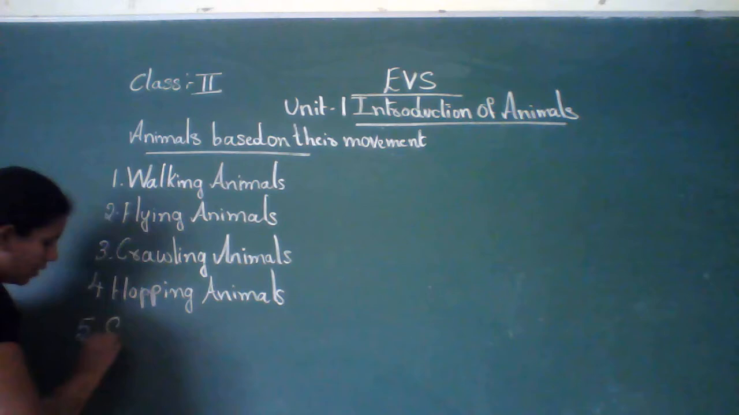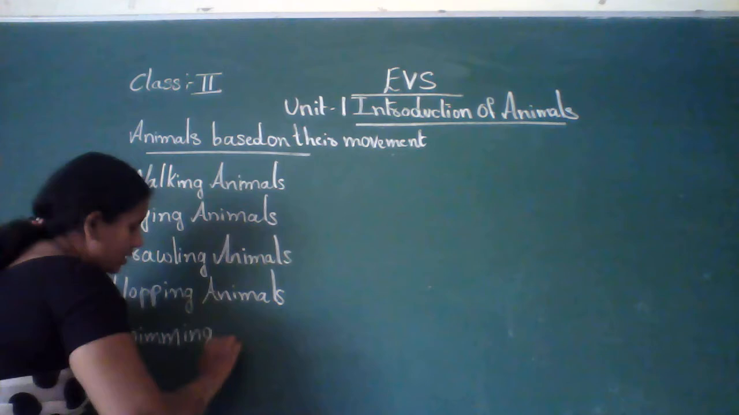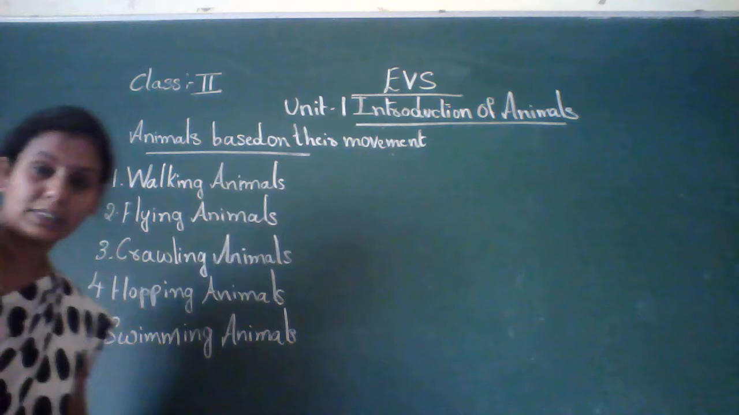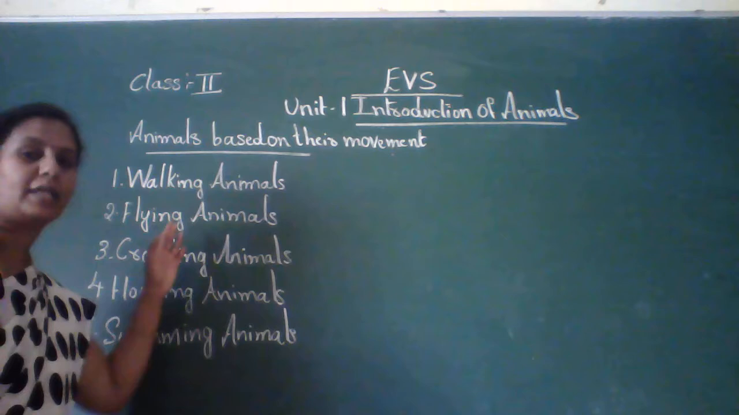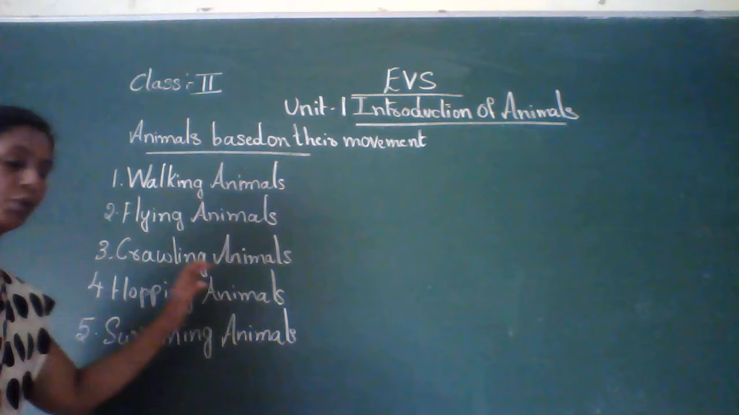How animals move, isn't it? There are different types of animals, and each animal moves in a different way, isn't it? Some animals move by walking, some animals fly, some animals crawl, some animals hop, some animals swim. So based on their movement, we divided the animals into 5 types. They are walking animals, flying animals, crawling animals, hopping animals, swimming animals, isn't it?